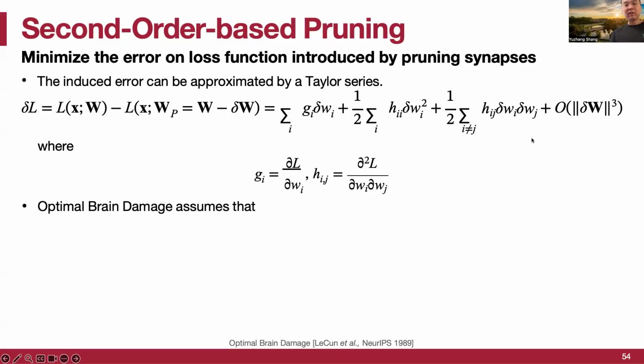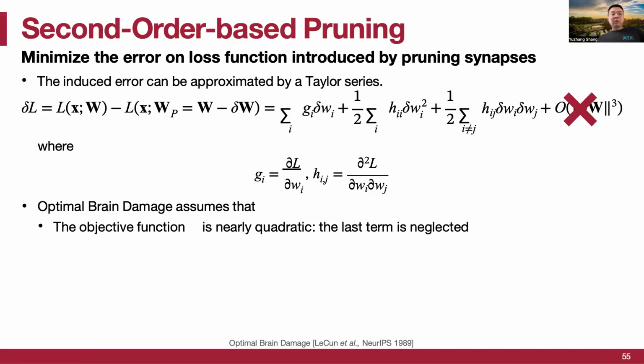And for this method, this optimal brain damage work assumes that the objective function is nearly quadratic, so this last term is negligible. It's very small. So they only keep the first order derivative and the second order derivative of the loss function. So we only need to focus on these equations, right?